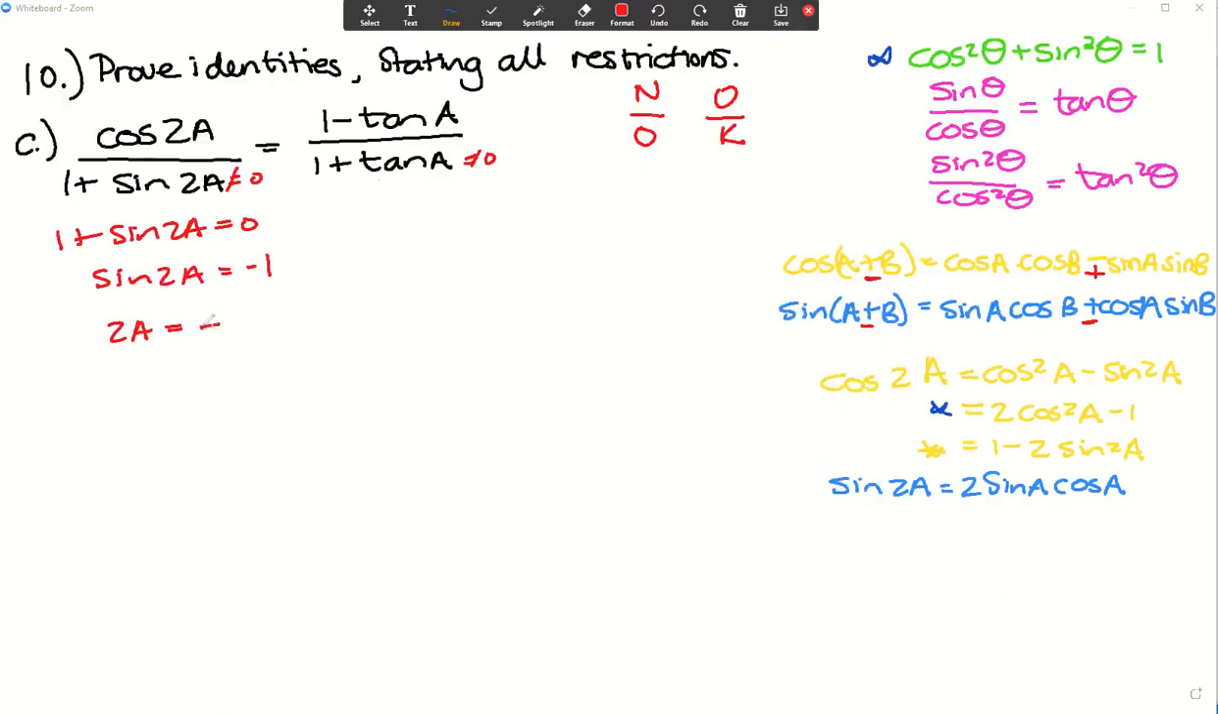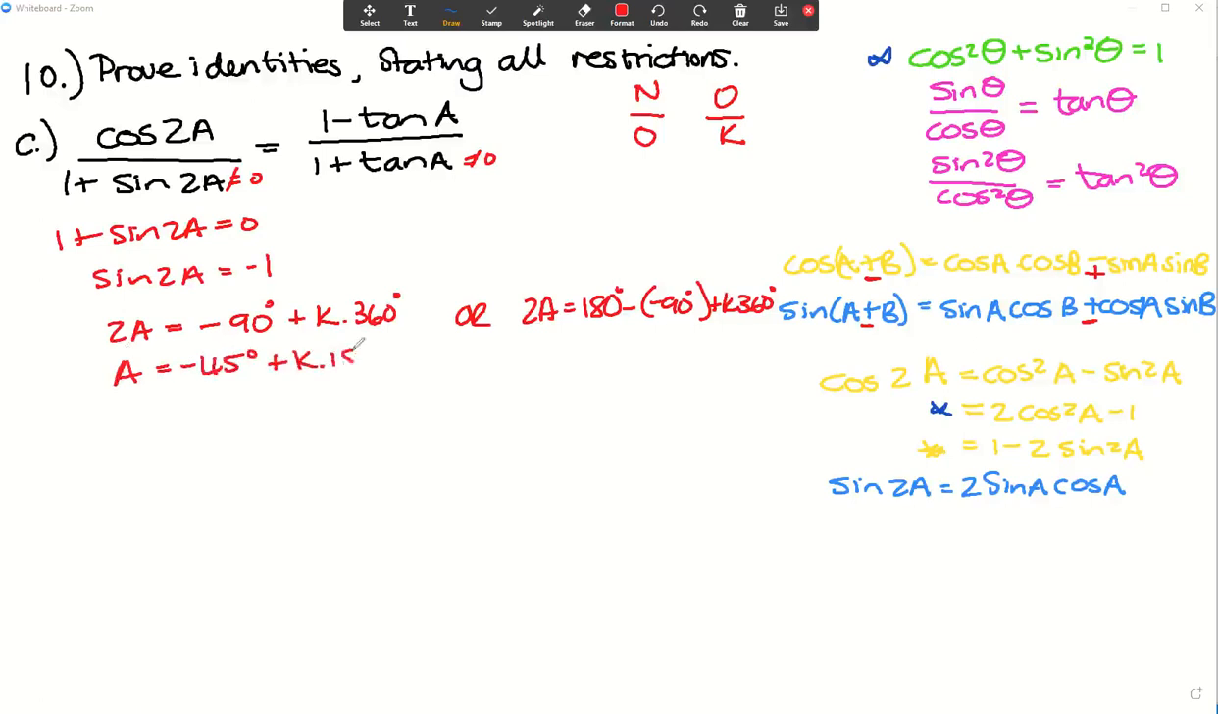So that becomes minus 90 degrees plus k times 360, or it ends up being 2a is equal to 180 minus 90 degrees plus k times 360. And this ends up being a is equal to minus 45 degrees plus k times 180. And this becomes a is equal to 180 plus 90 gives me 270. And half of 270 is 135 degrees.